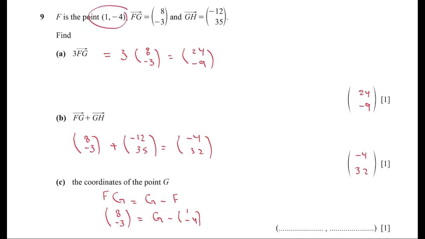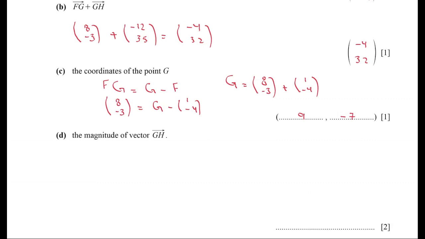To find the value of G, G equals 8 and negative 3 plus 1 and negative 4. 8 plus 1 equals 9. Negative 3 plus negative 4 equals negative 7.